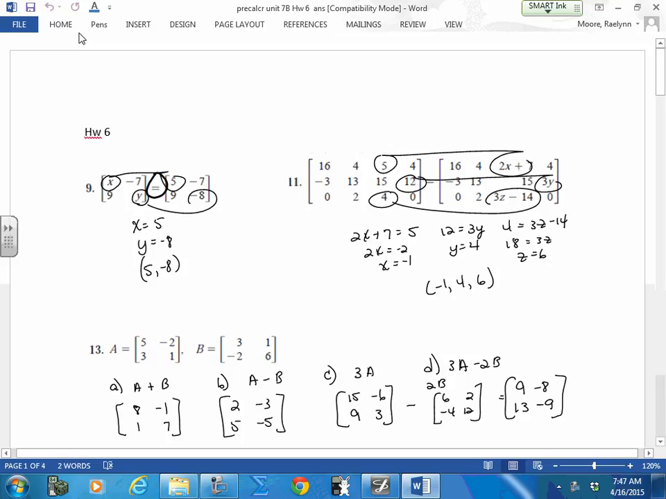Equal, so these two have to be equal. Everybody okay with that? Solving the matrix. Again, here was another equal one.